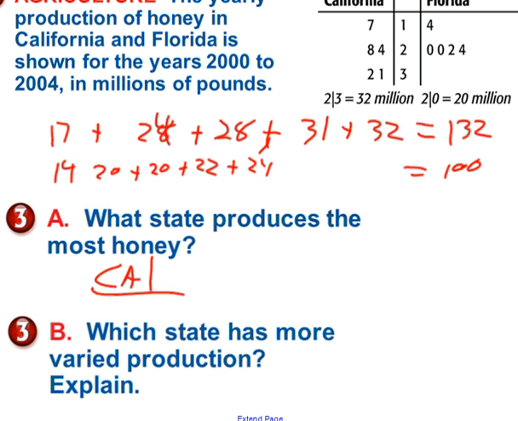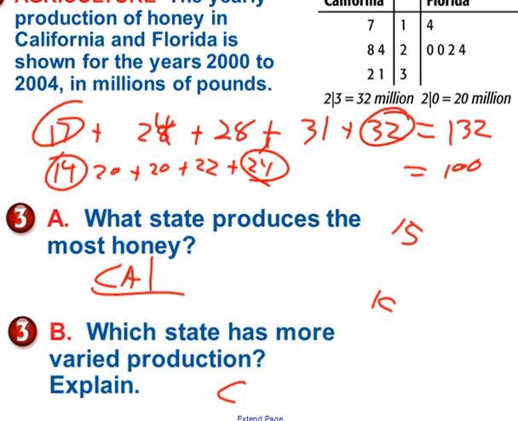Which state has more varied production? In other words, what was the range largest? The range went from 32 to 17, which shows a difference of 15. So California had a range of 15. Florida, 24 to 14, had a range of 10. So California had the greatest range in production.